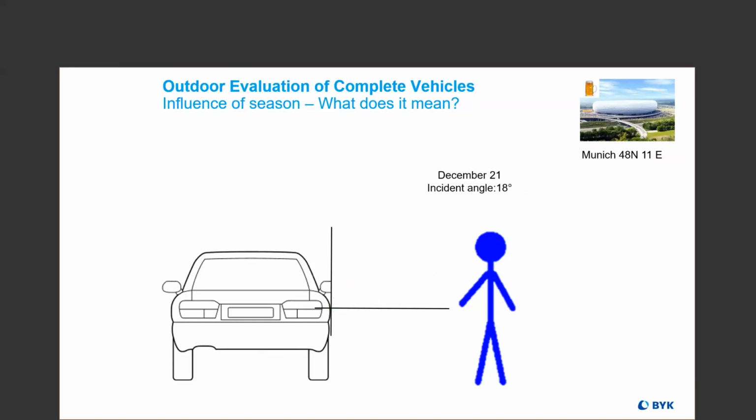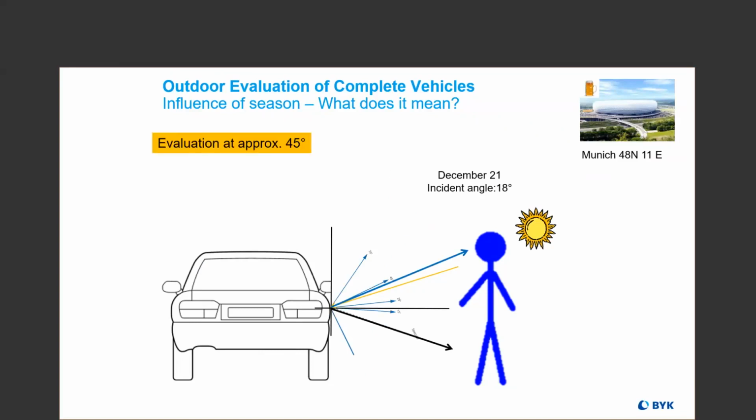So now we're in Munich on December 21st, same observer, same location, same vehicle, but now the sun is much lower in the sky because it's winter. And so both the illumination and the specular angle are going to be much shallower. That change in the illumination angle is going to also cause a change in the viewing angle. So in this case, the observer will be viewing that vertical surface at an evaluation angle of about 45 degrees.